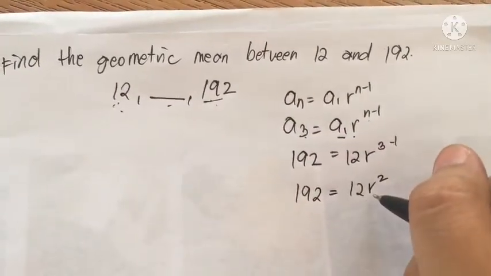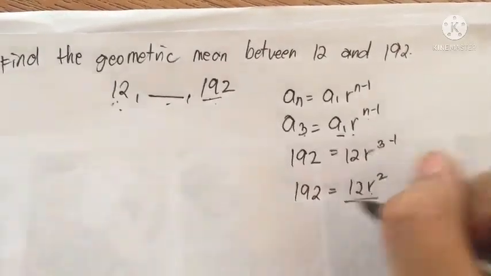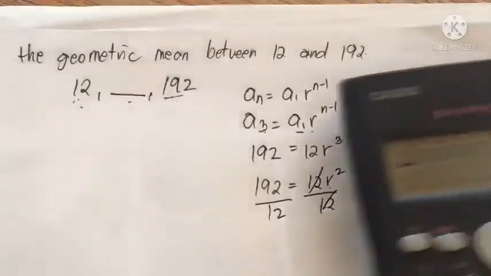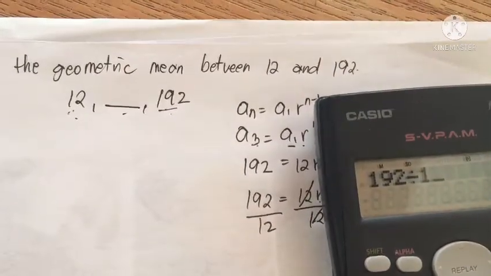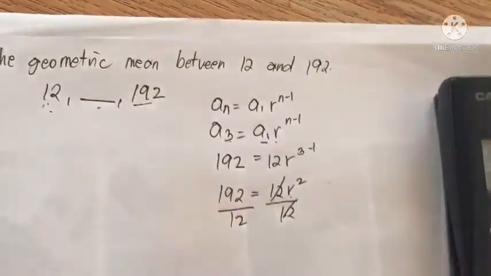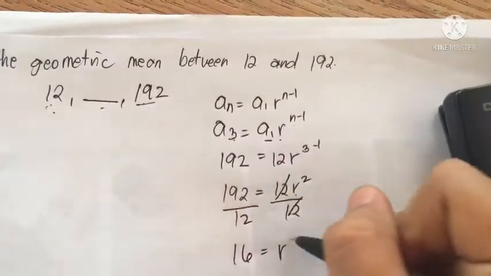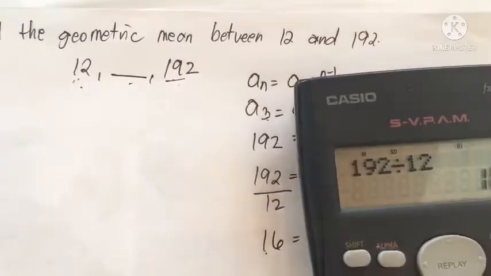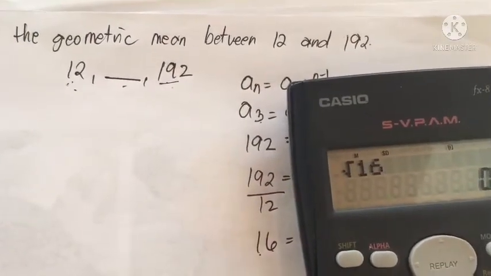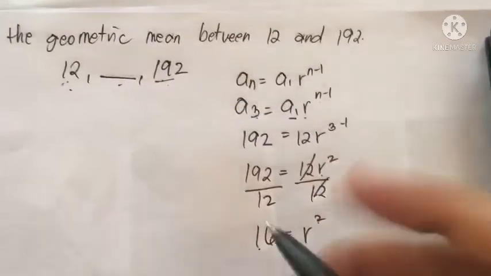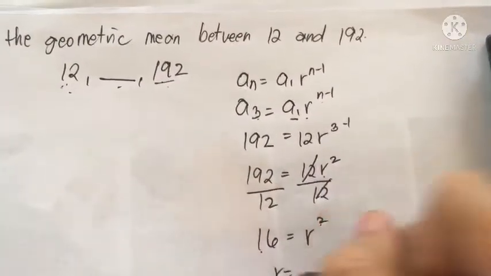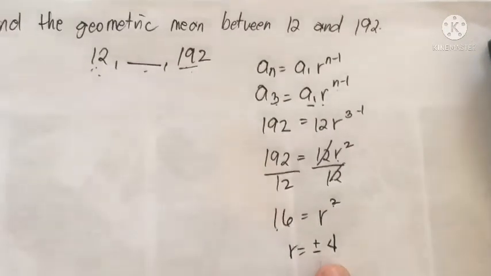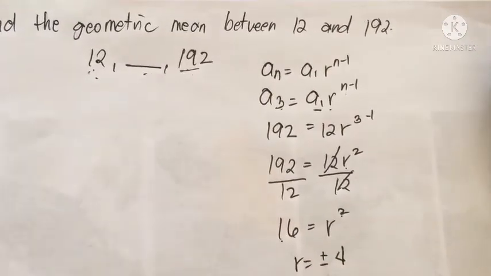So, paano natin hahanapin yung r? So, divide both sides by 12 para makancel natin ito. So, gagawin natin 192 divided by 12. The answer is 16. So, 16 is equal to r squared. So, meron tayong squared. Square root natin yung 16. So, square root ng 16, the answer is 4. So, ibig sabihin, ang r natin is equal to positive, negative 4. So, yung common ratio natin, dalawa. It's either positive 4 or negative 4.